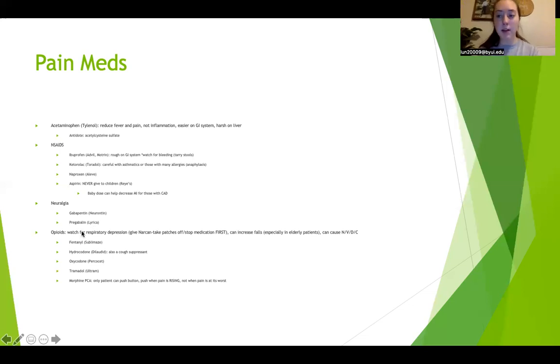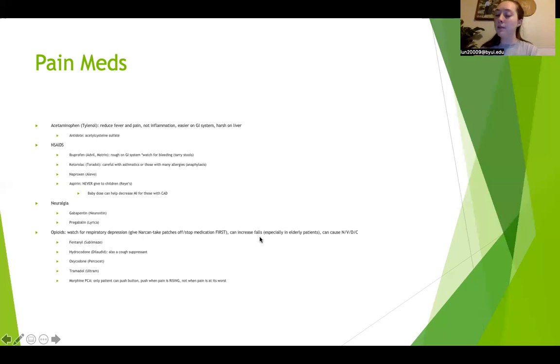Opioids, of course, we're watching for respiratory depression. You give Narcan, but if they have a patch on, like a fentanyl patch, obviously you want to take that patch off before you give them Narcan. If that patch is on, it's going to continuously be delivering that fentanyl, and no matter how many doses of Narcan you give them, they're going to keep crashing.